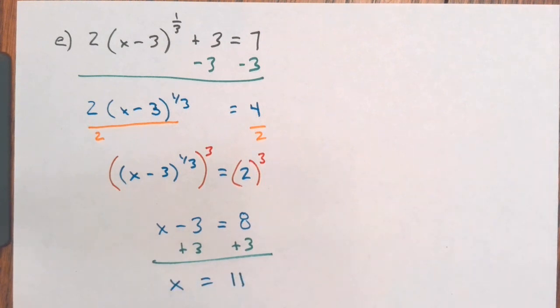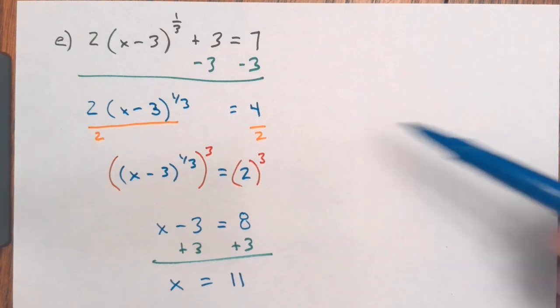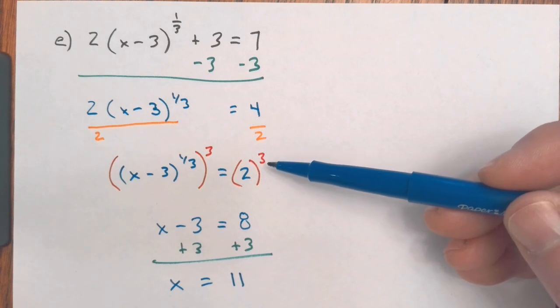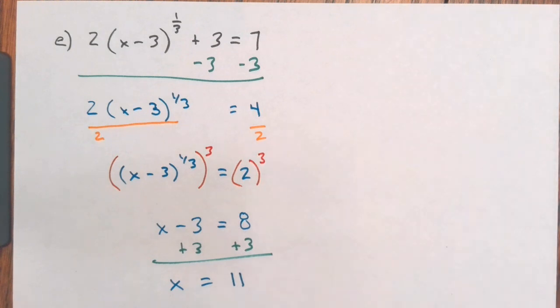I should double check and see if we need to check our work for extraneous solutions. So I'm going to go back and look at the step where we raised both sides to a power. In that step I cubed both sides, which is an odd number, so I do not need to plug this back in and check my work. There's no possibility of extraneous solutions in this problem.